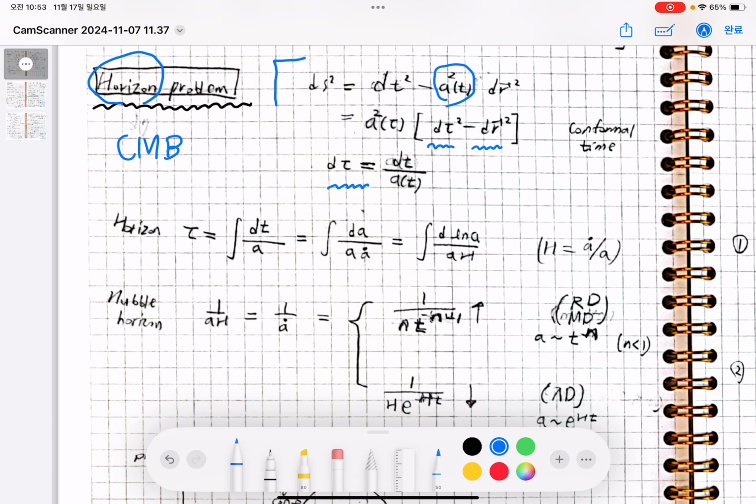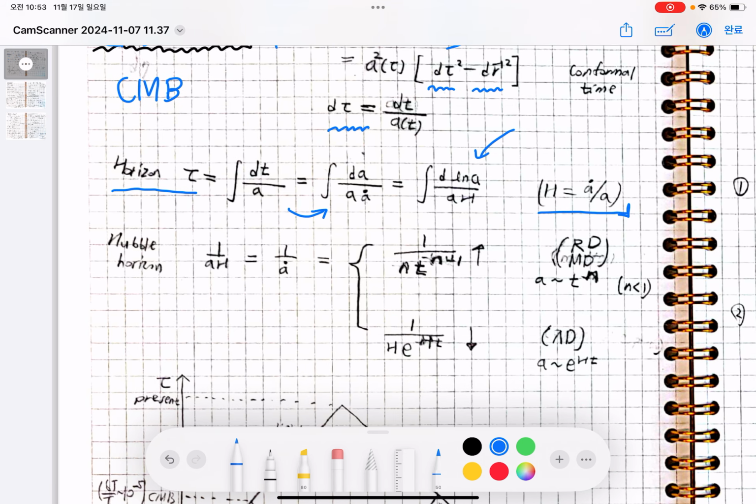So there are some changes of variable, dt to da and a dot, and the Hubble parameter is given by a dot over a. So the horizon size of tau is given by the integration of 1 over aH, d ln a. And if we calculate for the given solutions of the scale factor, such as radiation dominance, matter dominance, or cosmological constant dominance, as functions of time, then the horizon size is actually proportional to 1 over aH, with an addition as a coefficient.